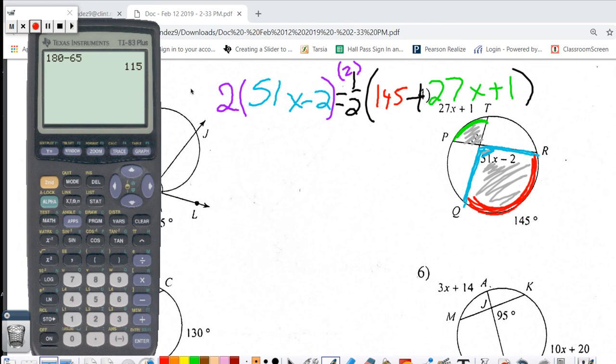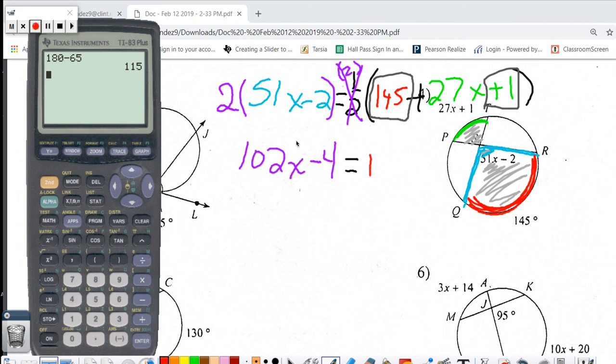So I'm going to do 51 times 2. So that's going to be 102x. 2 times negative 2 is going to give me a negative 4. Put an equal sign. Don't forget that the 1/2 is gone. And I can combine like terms inside of the parentheses. So 145 plus 1 is going to give me 146. And I have a plus 27x. Only one x, so plus 27x.